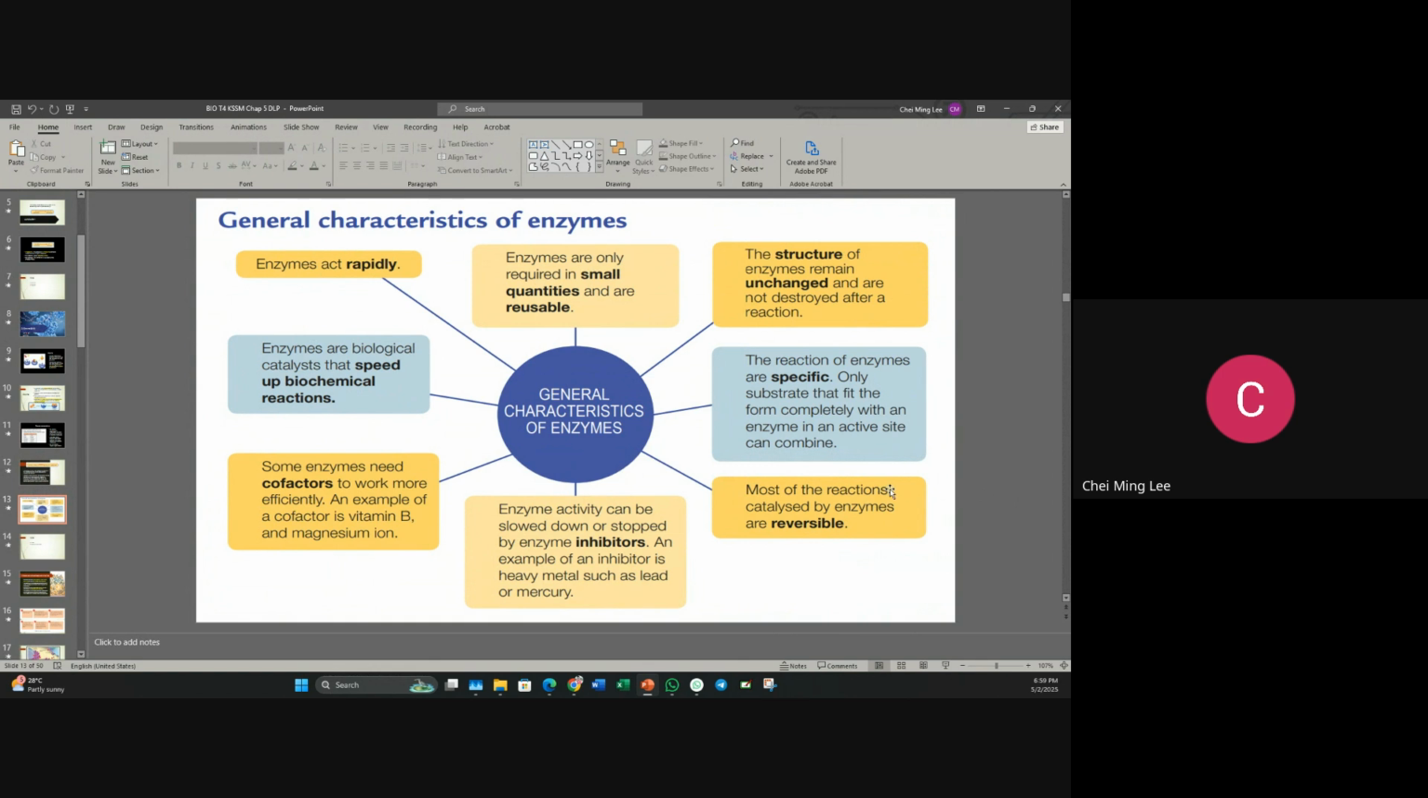And most of the reactions that are catalyzed by enzyme are reversible. Most of them can be breakdown, combine. Both can be done. But not all of them. Some of them only can destroy. Some of them only can build up. Okay? But most of it, the process is reversible. Okay? So any questions up to now?